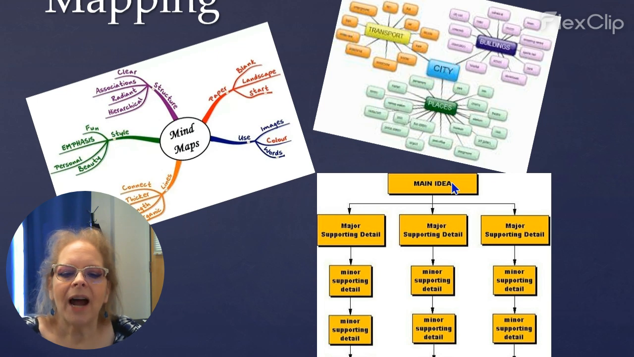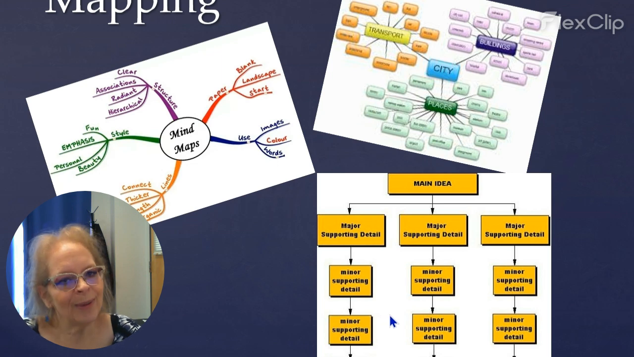And then this kind of hierarchy chart, you might see more often with the structure of a company, like the CEO and then the different departments and who works under them. But this would be the main idea, the major supporting details and all those minor supporting details that explain that. Now, if the supporting details are a little confusing, I do have a video about supporting details as well.